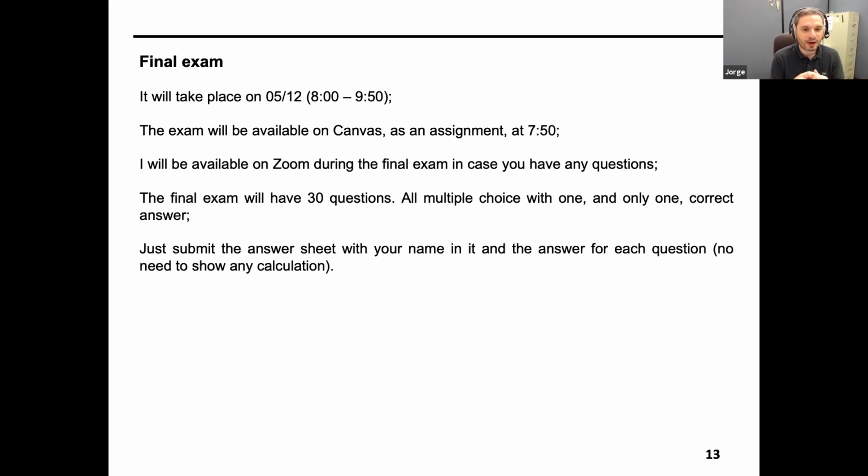What's the format? The final exam will have 30 questions, all multiple choice, and there is one and only one correct answer. What I want you to do is just submit in the assignment the answer sheet with your name on it and the answer for each question. No need to show any calculations for the final exam.